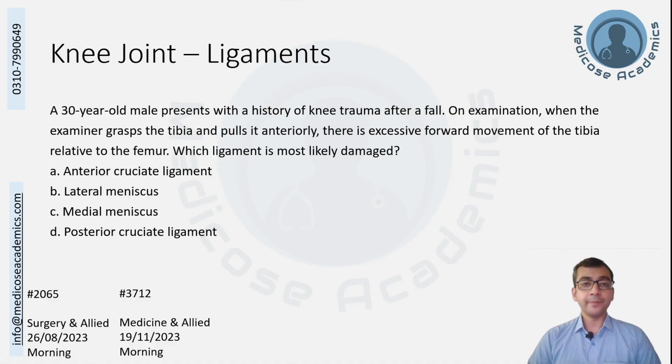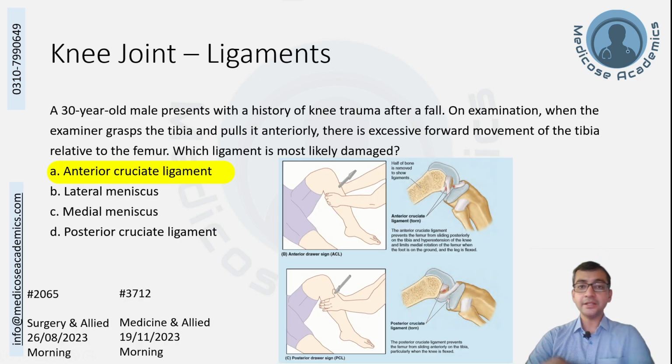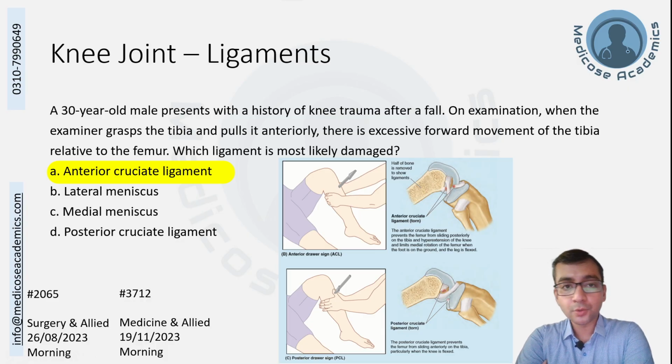A 30-year-old male presents with a history of knee trauma after a fall. On examination, when the examiner grabs the tibia and pulls it anteriorly, there is excessive forward movement of the tibia relative to the femur. Which of the ligaments is most likely to be damaged? The answer is anterior cruciate ligament. So, for the anterior cruciate ligament, again, I will refer to my lecture. We have gone through the anatomy and mechanics in detail there.